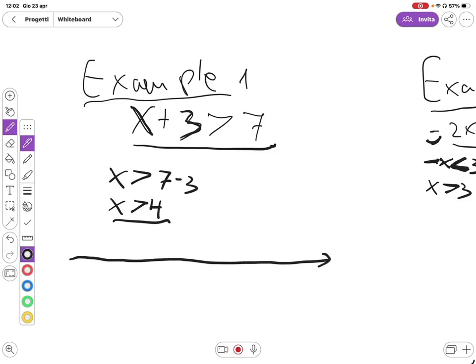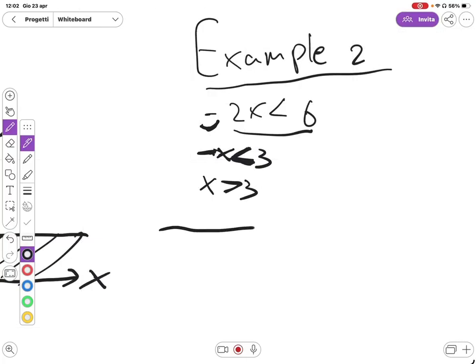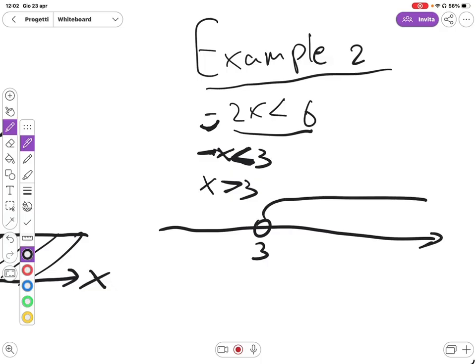Also, after we solve the inequality, we need to draw the number line that shows all the values of x that are possible. So because x is more than 4, we need to put here 4. And so any number that is more than 4 works for this inequality, so we cross this whole section because it is more than 4. And for this inequality, we put 3 and everything that is bigger than 3, because when it goes to the right it means it's bigger than 3, because here x increases and here it decreases. So everything that is more than 3 works.